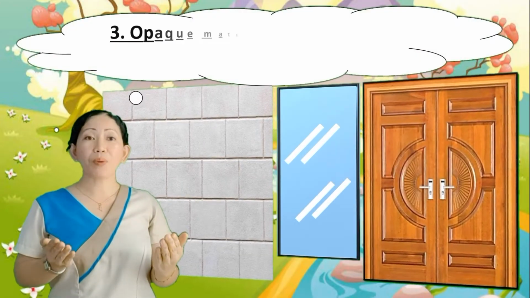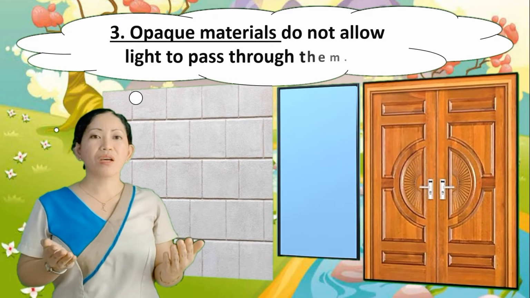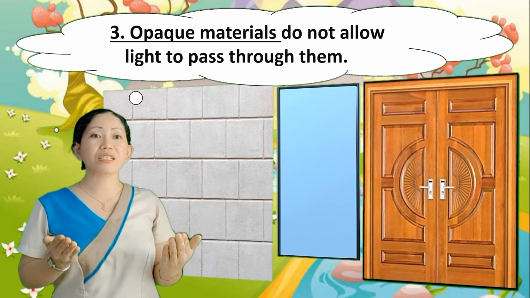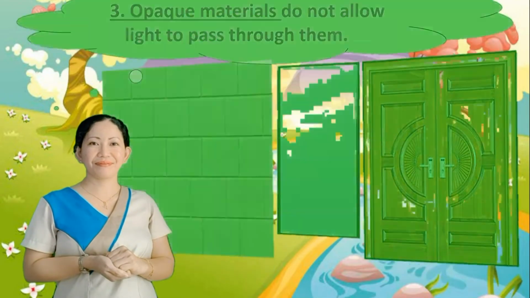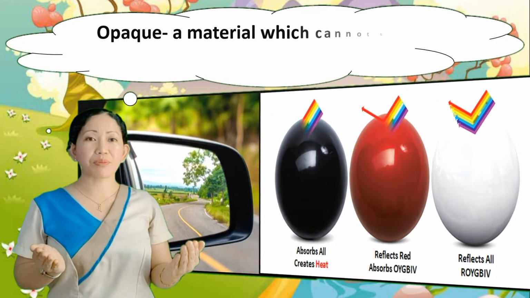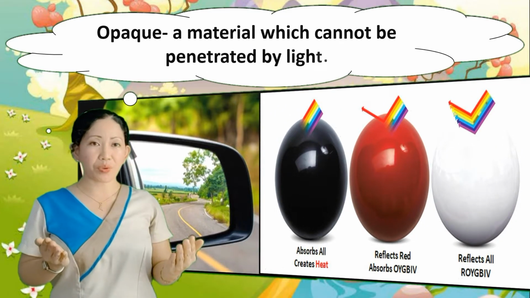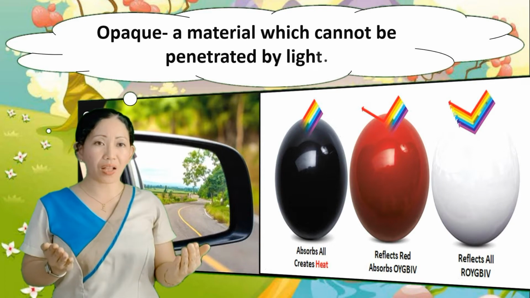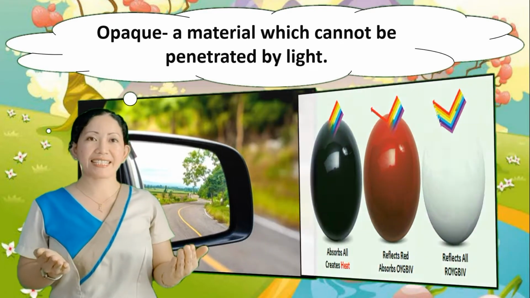Number 3, opaque materials do not allow light to pass through them. Concrete walls, wooden doors, and mirrors are examples of opaque objects. Opaque: a material which cannot be penetrated by light. Black-colored opaque materials absorb light, while other colored opaque materials and also the mirror reflect light.